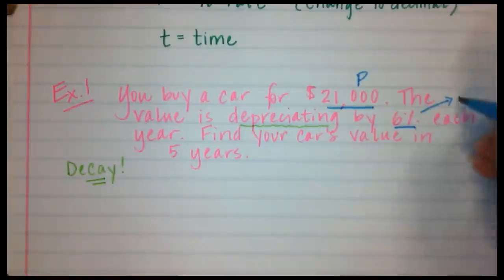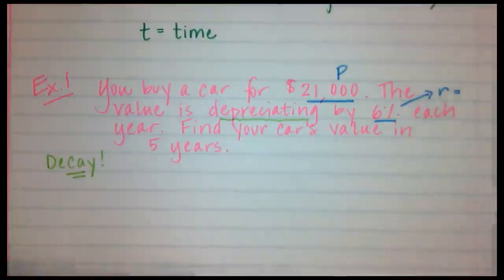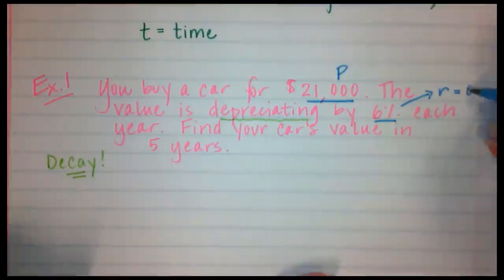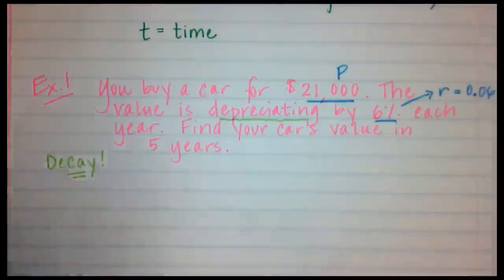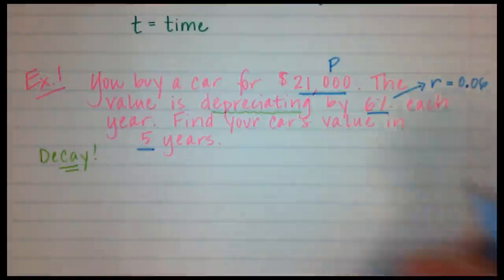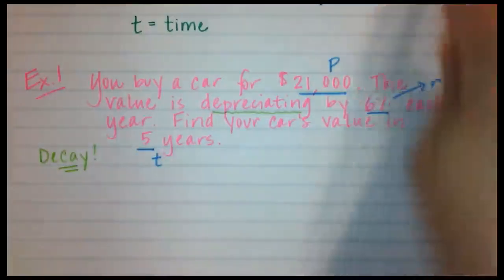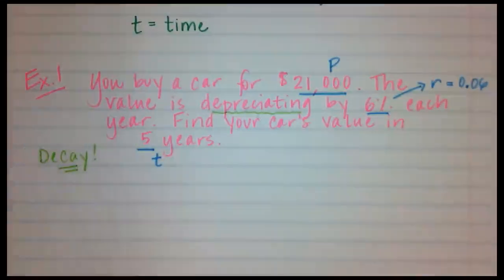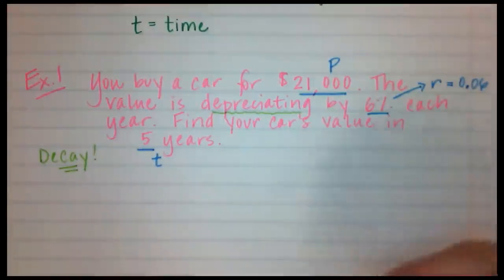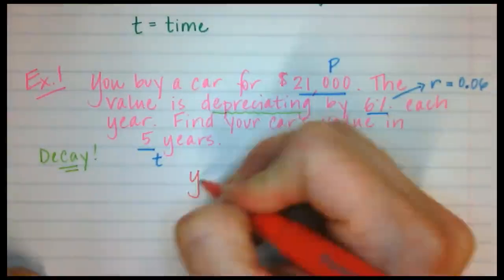6%, that is going to be your rate, but remember we're going to change that into a decimal, so 6% would be 0.06 as a decimal. And then we have 5, and that's going to be the time. So what we're going to do is go back to the decay equation, and we're just going to fill it in. So y is the current value. So we're looking for the car's value in 5 years. So we're looking for y.